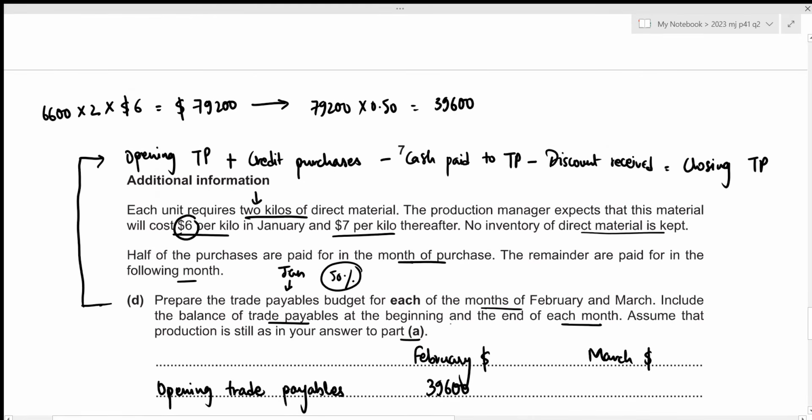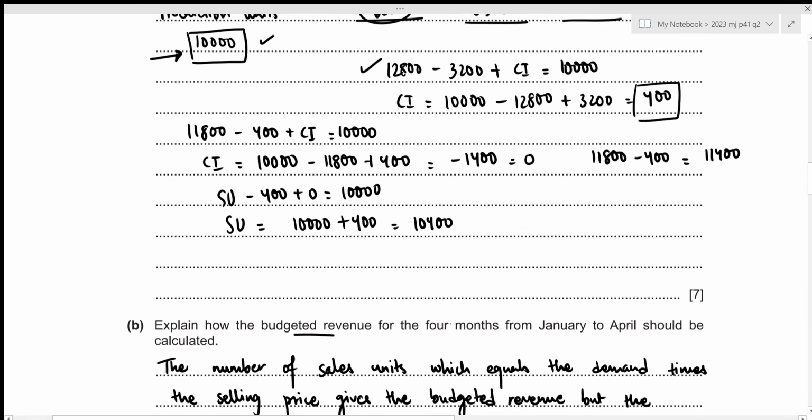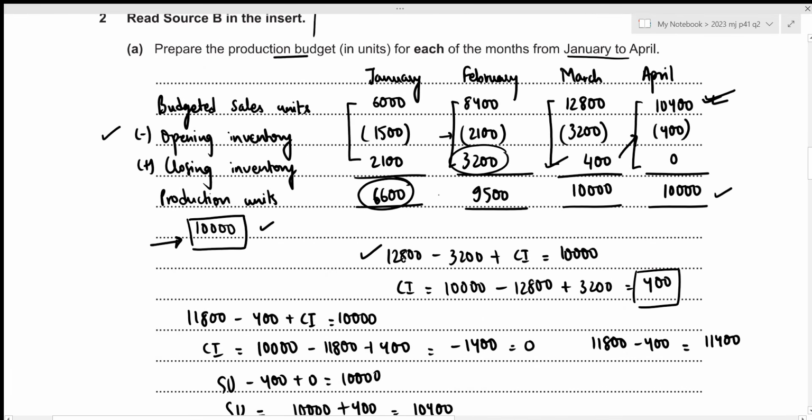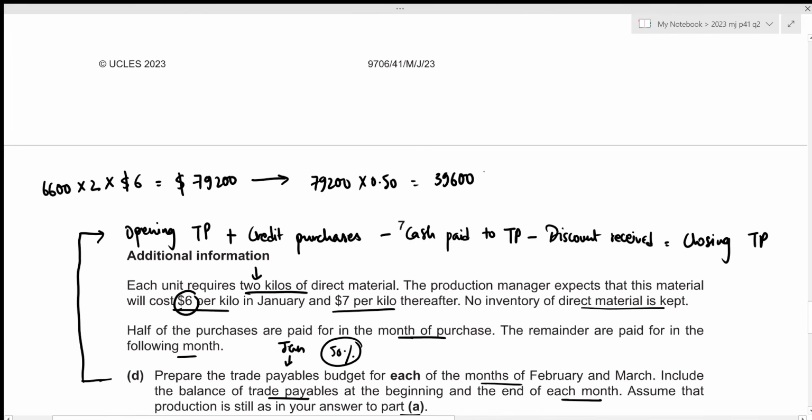Let's figure out the same thing for March as well. For this, we need to consider the purchases made in February. And the number of units produced in February is 9,500. So let's repeat the same process again.